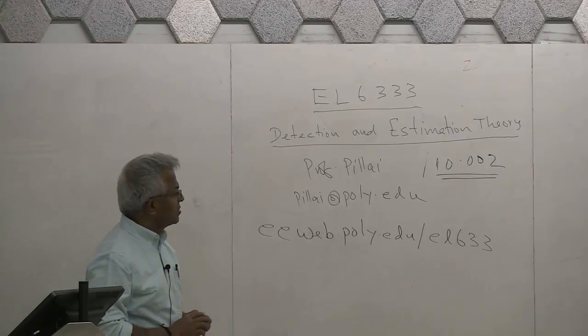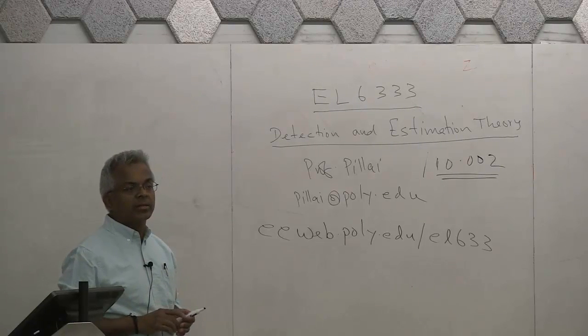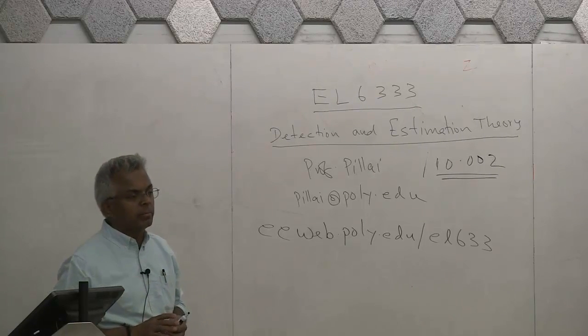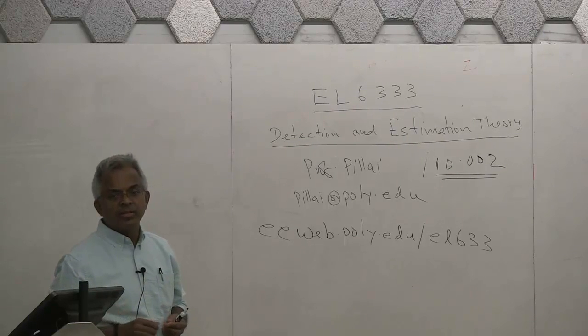So the course has three topics, and I'm assuming that the bare minimum background you need is probability theory. Okay, something like the 630 here.